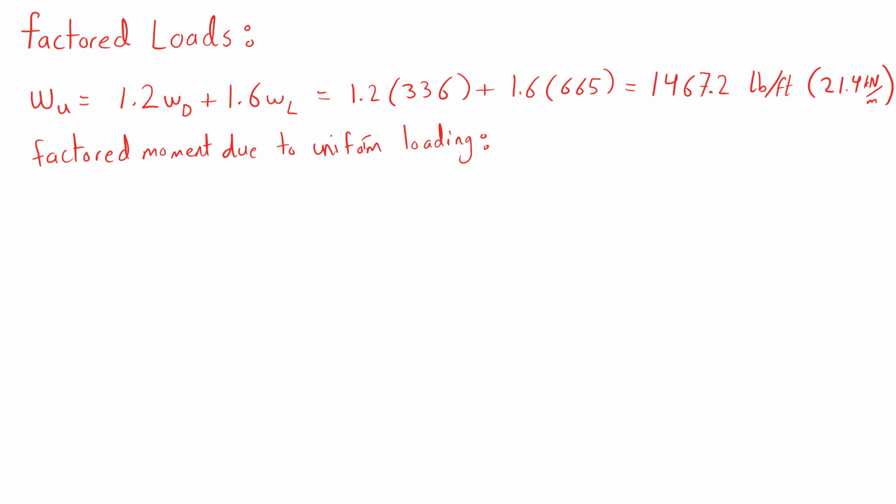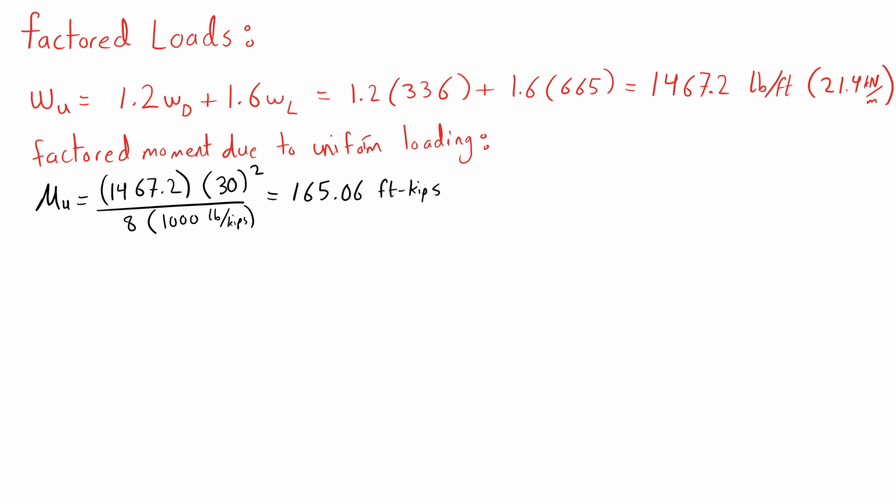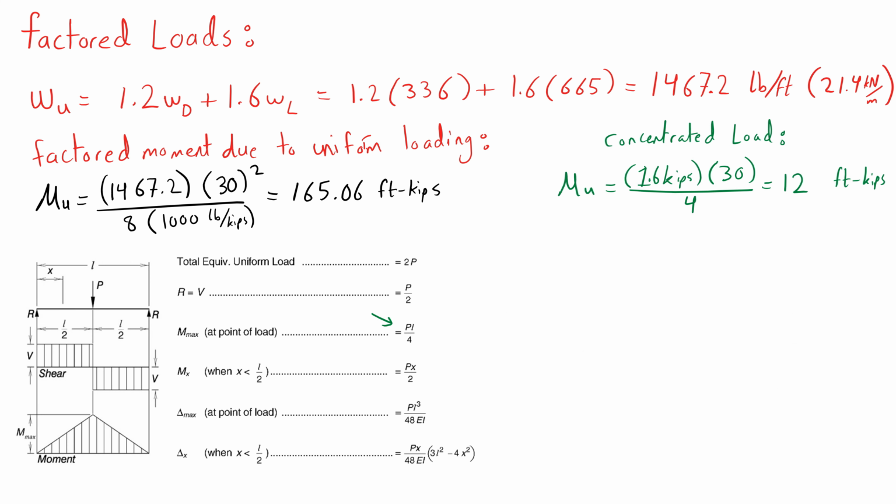1467.2 pounds per foot. In order to calculate the maximum bending moments, we can refer to the equations provided in the AISC Construction Manual, and after plugging the numbers in, we receive a moment of 165 foot-kips. The same is done for the concentrated load, in which it is factored and consequently used to determine the maximum bending moment of 12 foot-kips when the load is positioned in the middle of the beam.